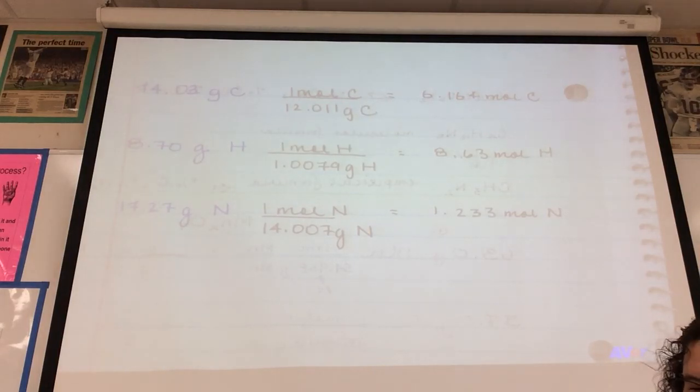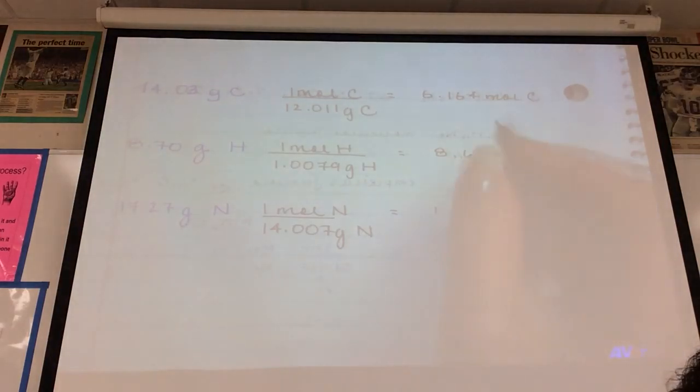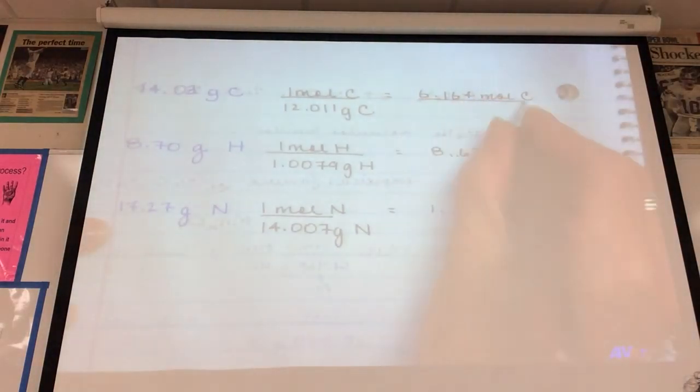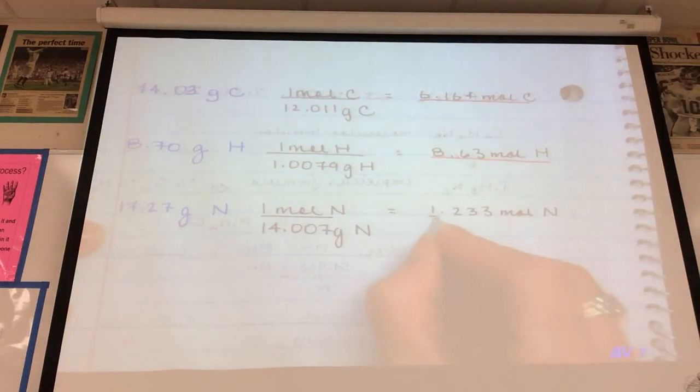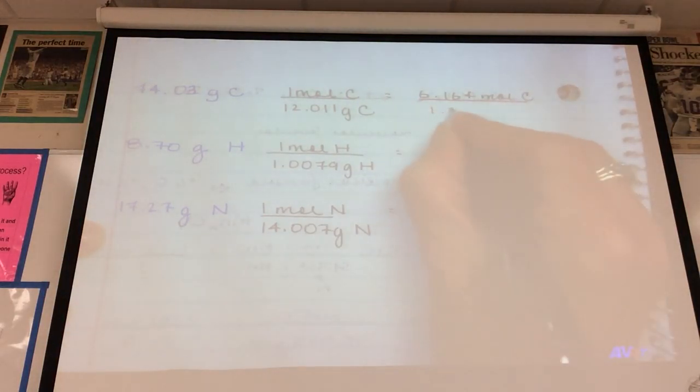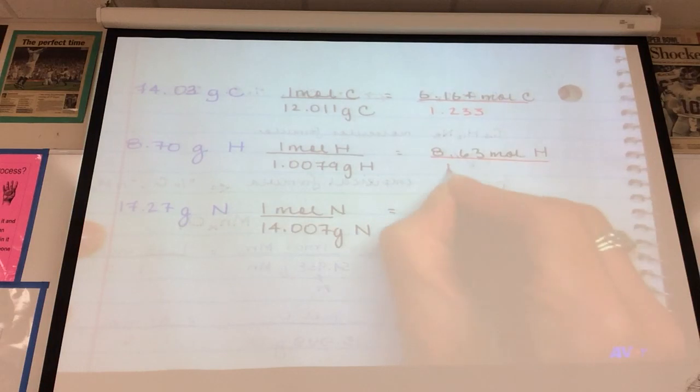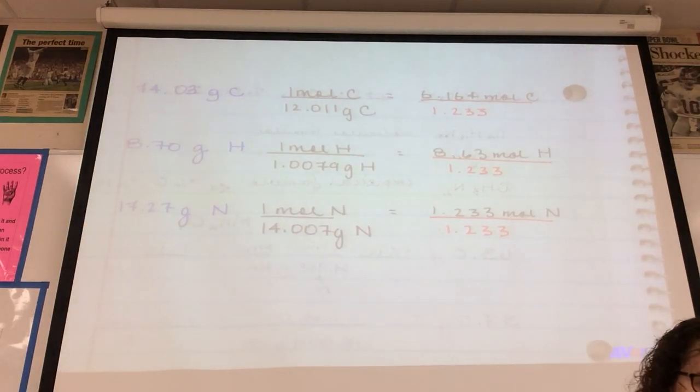And what do we do? Go ahead, Haley. Divide by 1.233. How come you picked that number? This is the smallest. You got it. Excellent. So you're going to divide all of them by the smallest number. And again, that is the most common mistake that kids make. They forget that step.